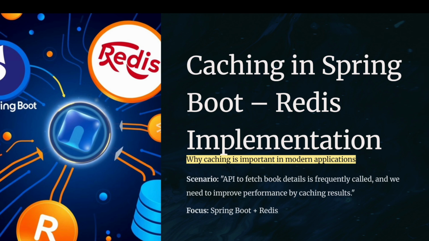So in this video, I have taken a scenario. The scenario is you have an API to fetch book detail which is frequently called and we need to improve performance by caching the result. So how are we going to implement it, and which cache are we going to implement in this video? I am talking about Redis cache. So I'll be implementing Redis cache and discussing Redis cache in a Spring Boot application. So let's get started.